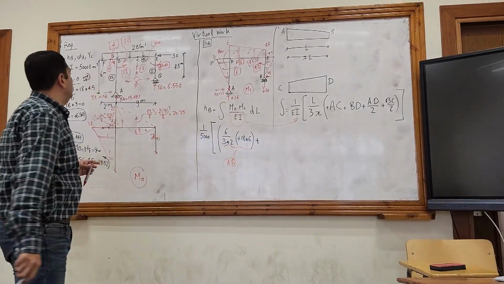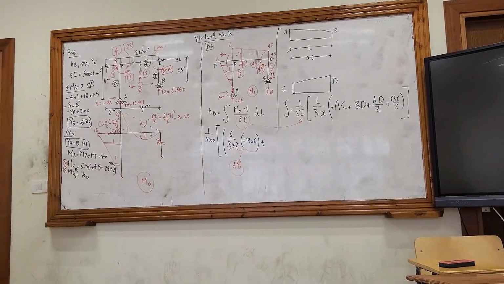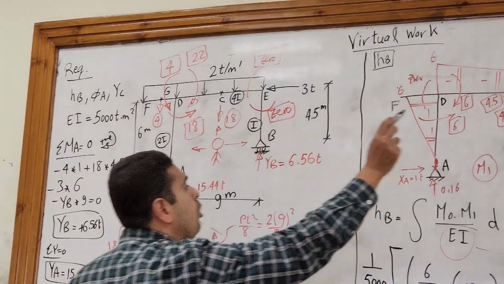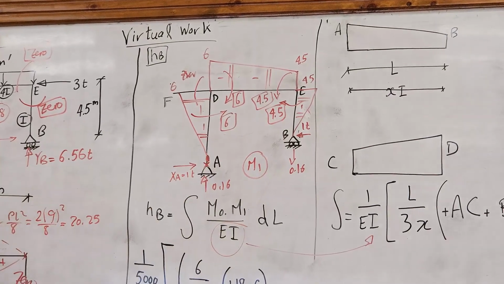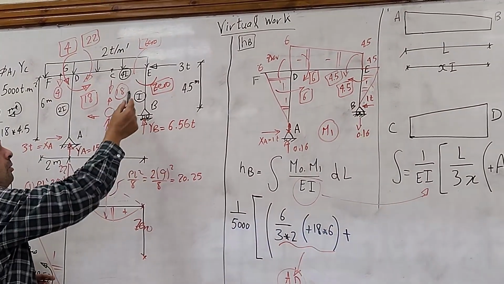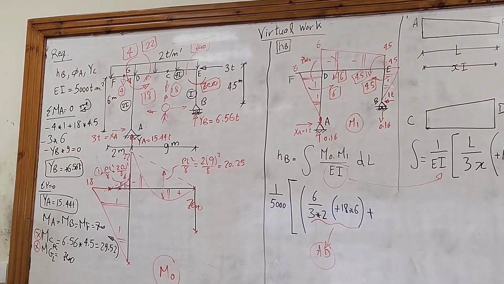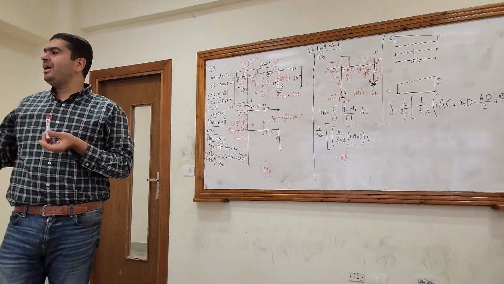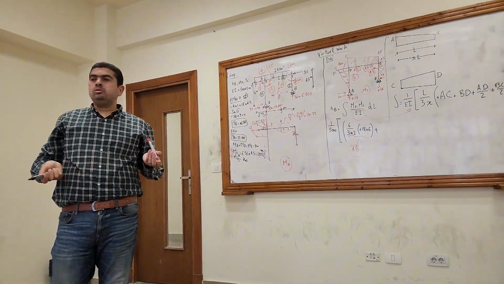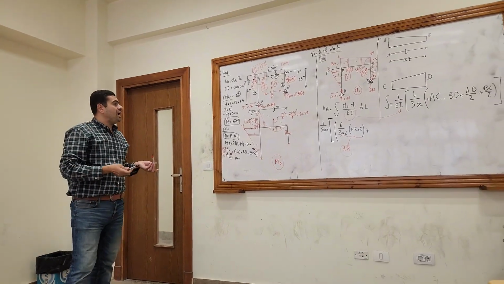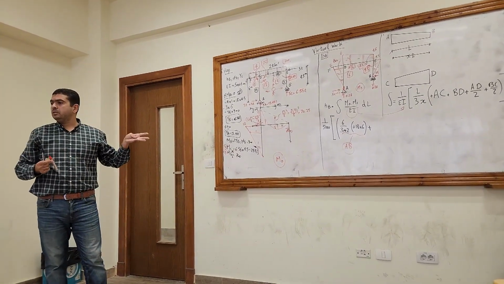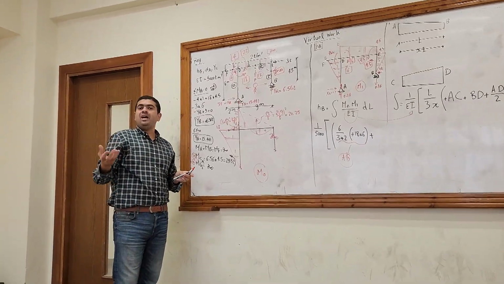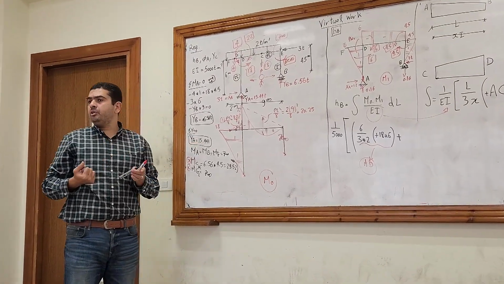Let's do the column BE. The column BE has a triangle moment here, and here the moment is 0. So is there any integration value with a 0? No. So I have 4 members here, right?